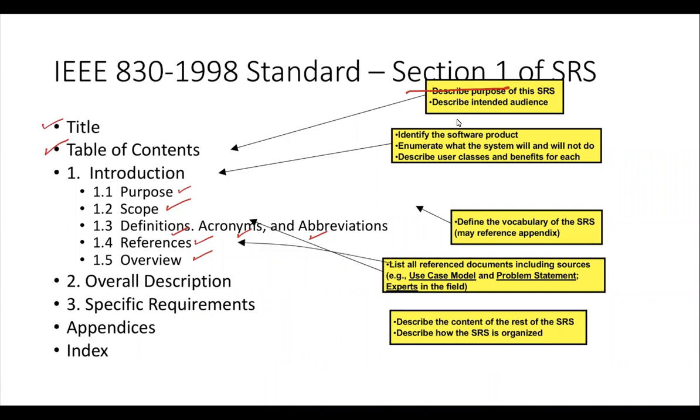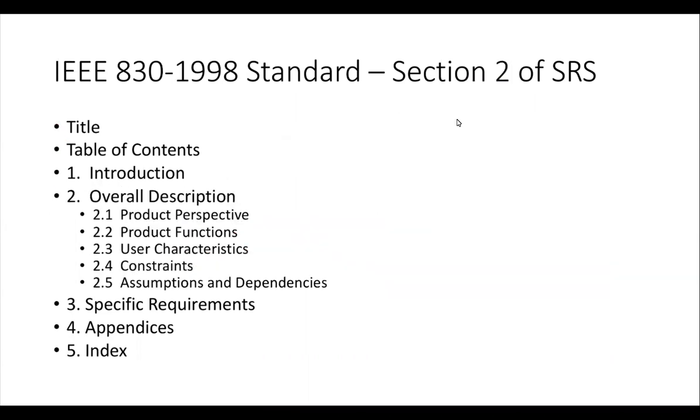In section 1 of the IEEE 830, you also have information about the content of the rest of the SRS, what comes next in chapter 2. It describes how the SRS is organized through the overview.